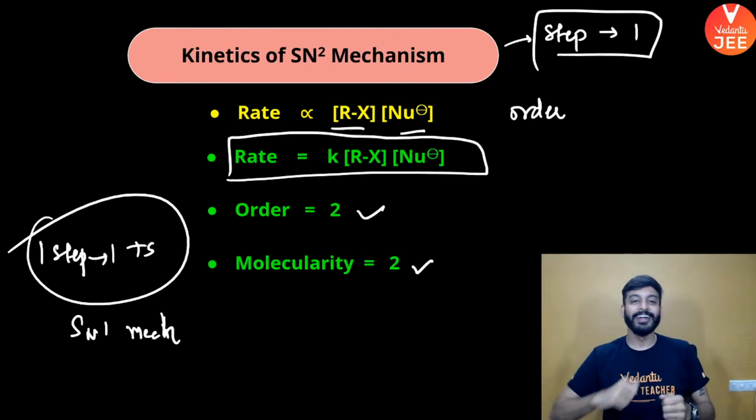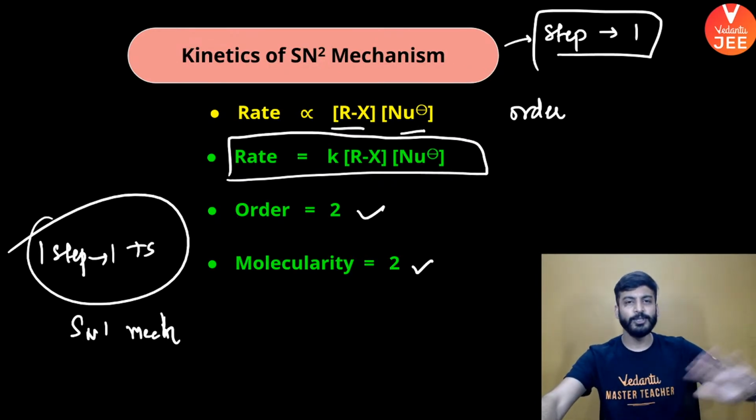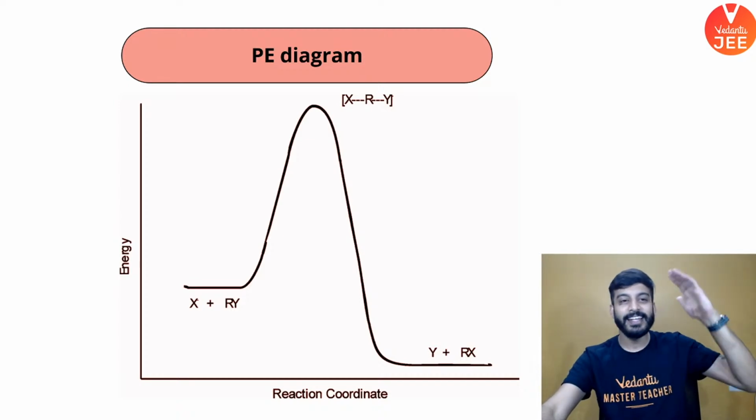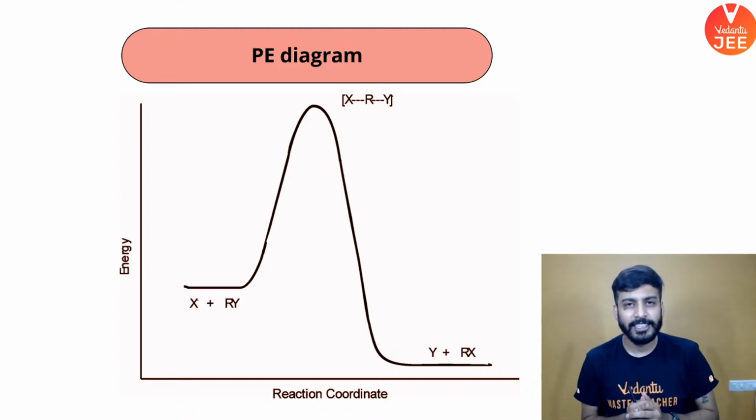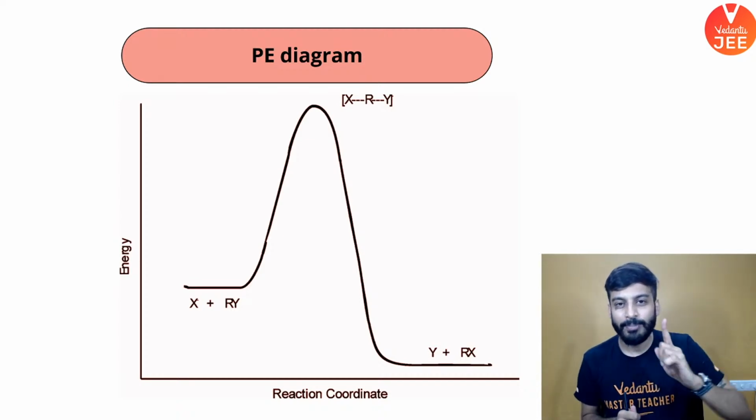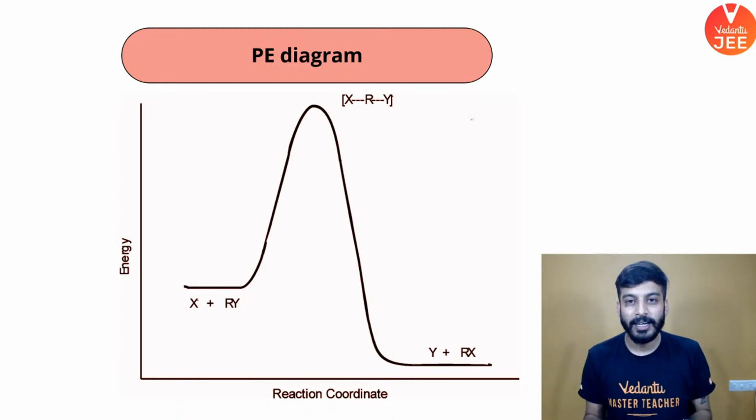Alright, let's go ahead. So we have understood this, everything is clear. SN2 is clear. So this is your potential energy diagram. Boys and girls, this reaction passes via one step. One step means one TS. This is your TS. This is that situation.